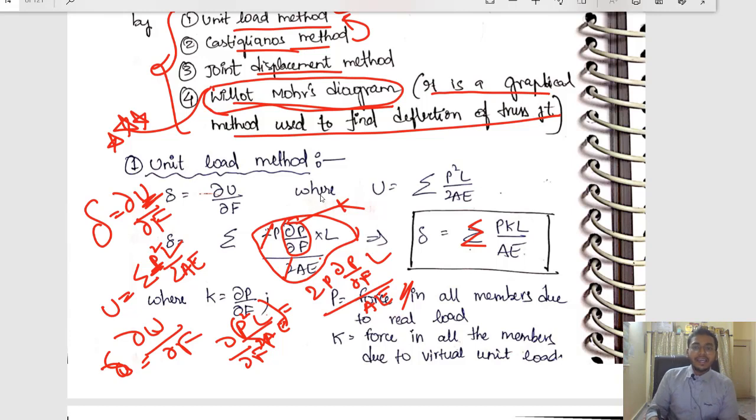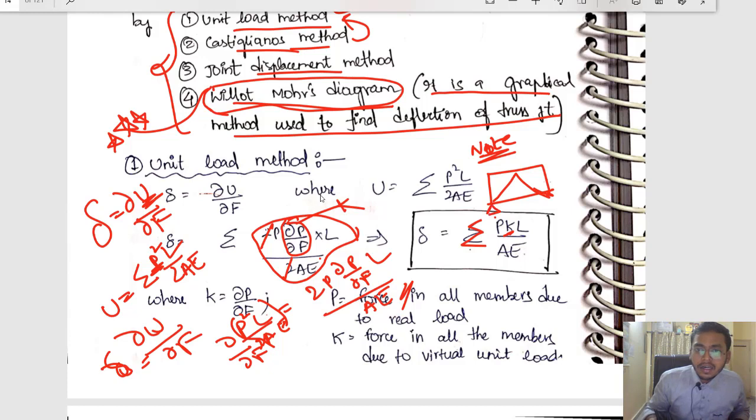What is K? K is the force in all members due to a virtual unit load. So your P was the force in all the members and K is the force in all the members due to the virtual unit load. Let me tell you very clearly, make a note. Where to apply this unit load to get K? Let me give you a rough example.